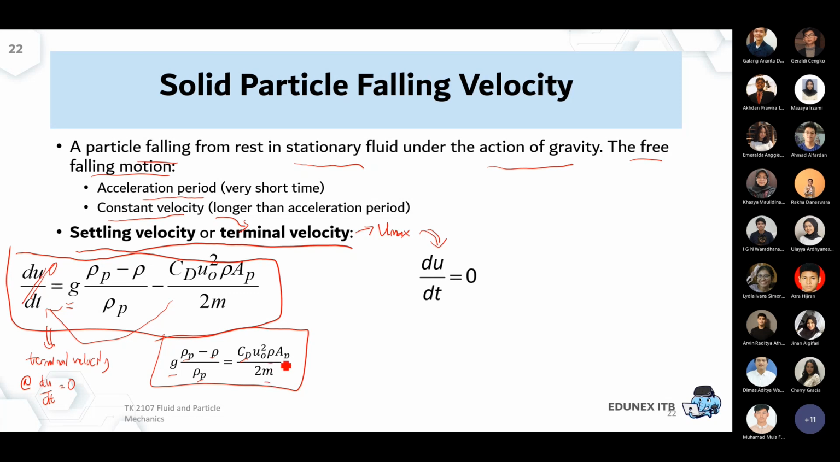Mass, density, AP. The only thing that may change from our previous exercise is actually the velocity. That's the only thing that may change. Why did it change? Because of the force balance. So this is actually the one that we'll be focusing on, and at du per dt equal to 0, that means u is equal to terminal velocity.